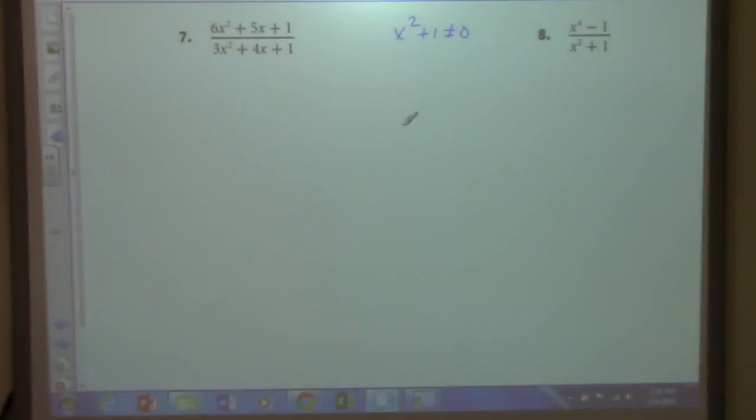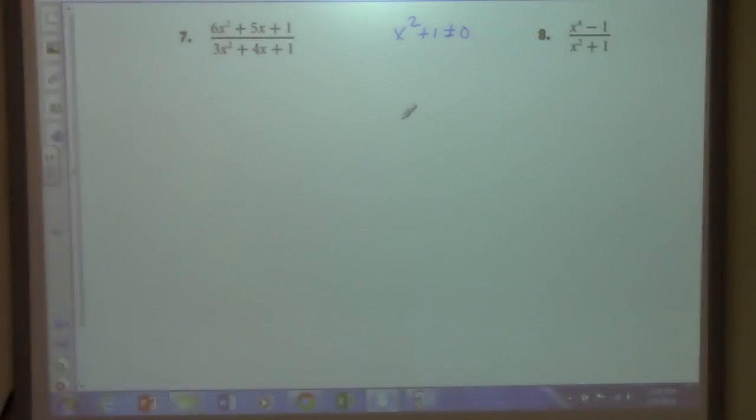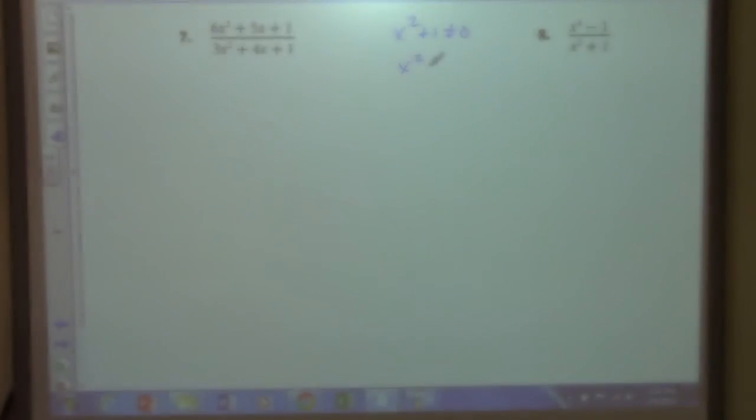Okay, so we'll start here. This is a good place to start. I appreciate you starting us here. Let's go ahead and solve this. You can't factor the left side, so we have x squared is not equal to negative 1. Did everybody see that? And then what are you going to do next to solve for this? You have x cannot equal what?